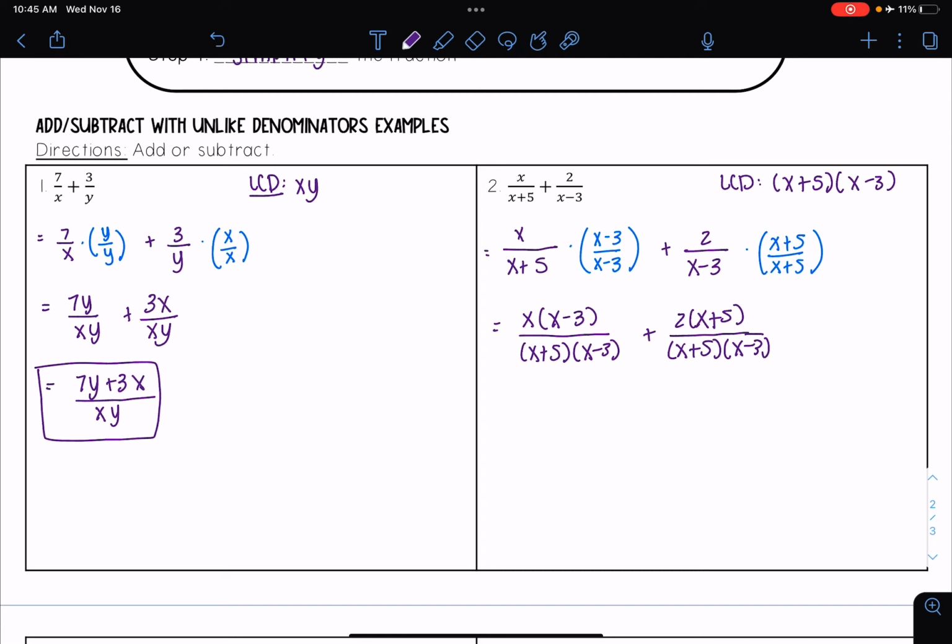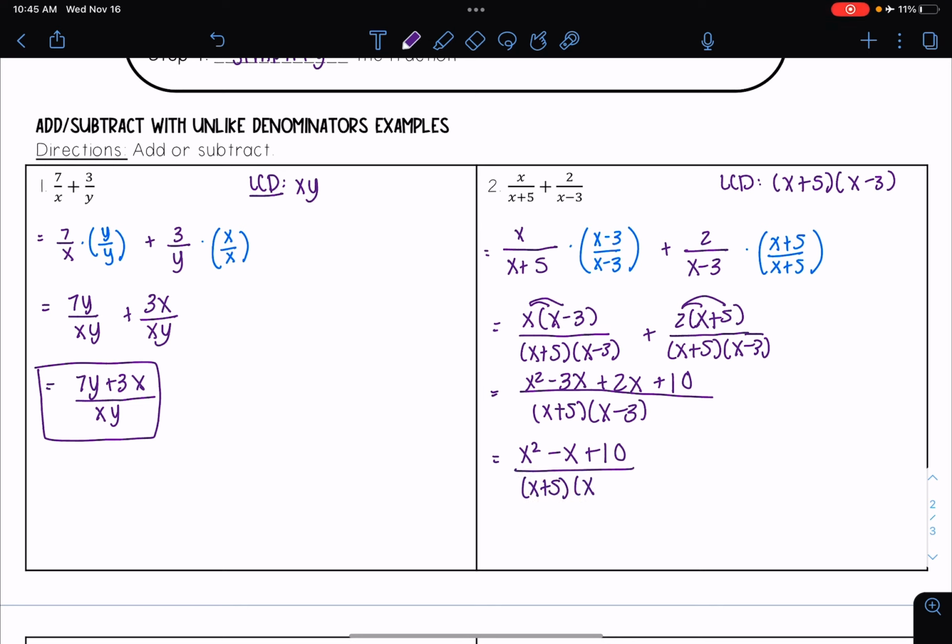So now I have that common denominator, so I can go ahead and add the numerators. I'm first going to go ahead and distribute and put these all in one fraction in one step. So when I distribute this x, I have x squared minus 3x plus 2x plus 10. And so when I simplify that top, I have x squared negative 3x plus 2x. I get minus x plus 10 over x plus 5 times x minus 3.